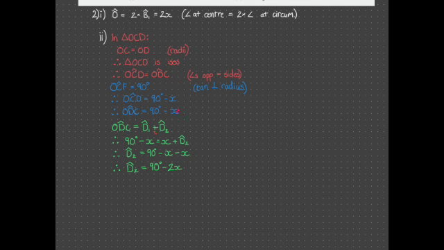We know already that ODC is 90 minus x, and we know that D1 is x, and we rearrange it so that D2 is the subject of the formula, and we come to a point where D2 is equal to, well, 90 minus 2x.